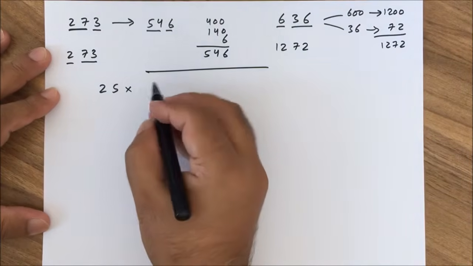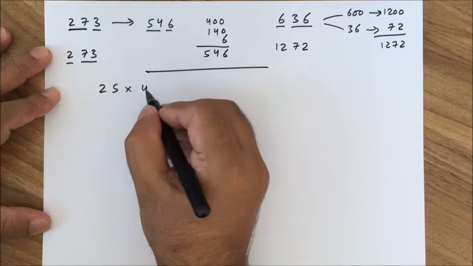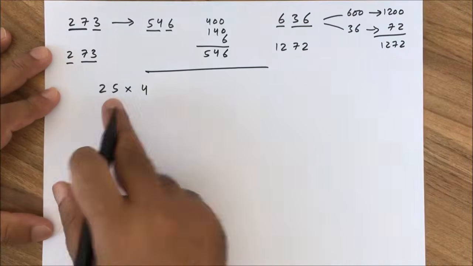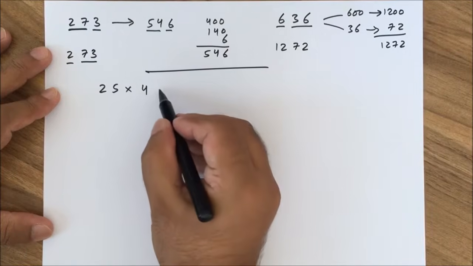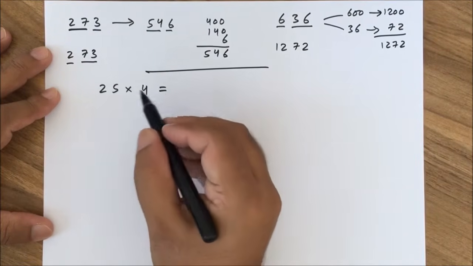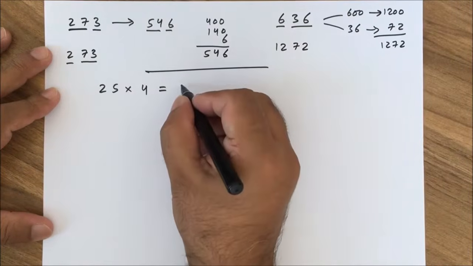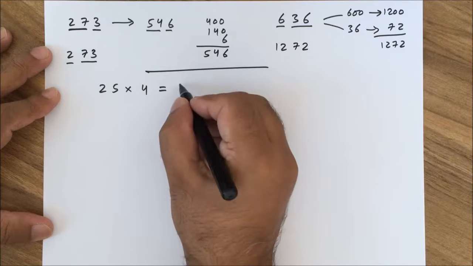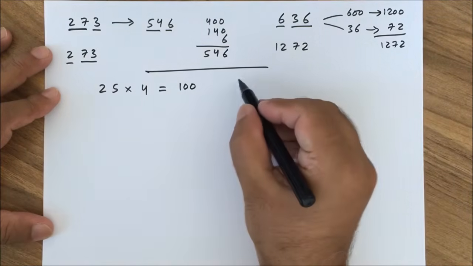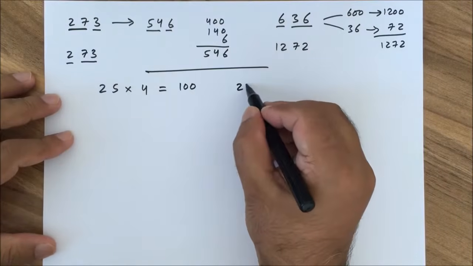Say you are multiplying by 4, not 2. By 2 we did the double. If you double this 25 twice, you will get your answer. If you double 25, it's 50, and double of 50 is 100. So it will become 100.